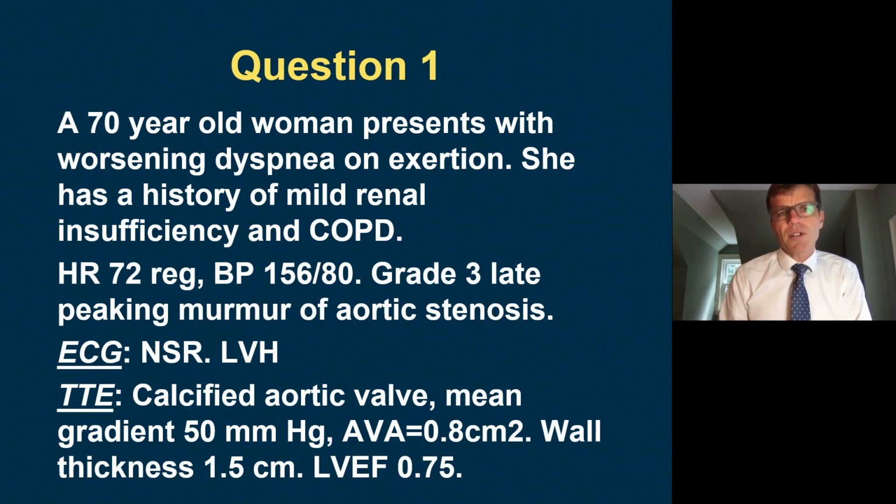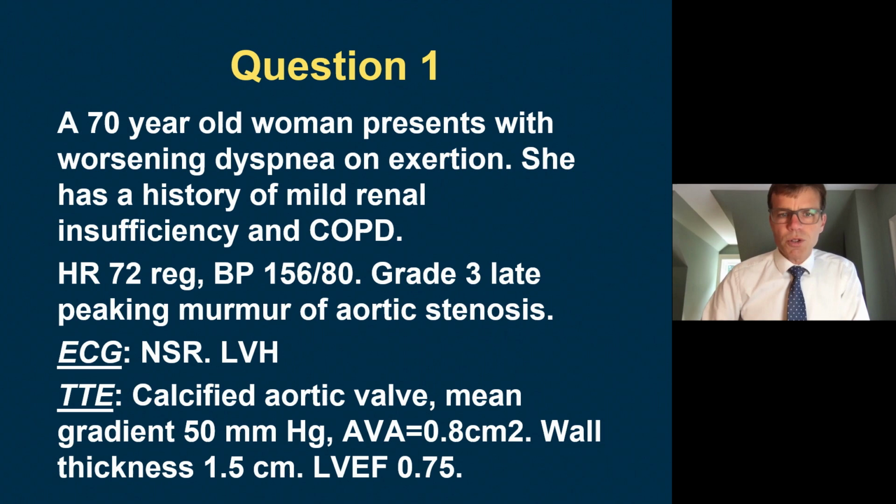So here we have a 70-year-old woman who has worsening dyspnea on exertion. She has a history of mild renal insufficiency and also has some, let's say, mild COPD. When you examine her, her heart rate is 72. Her blood pressure is a little bit elevated at 156/80. And she has a grade 3 out of 6 late peaking murmur of aortic stenosis.